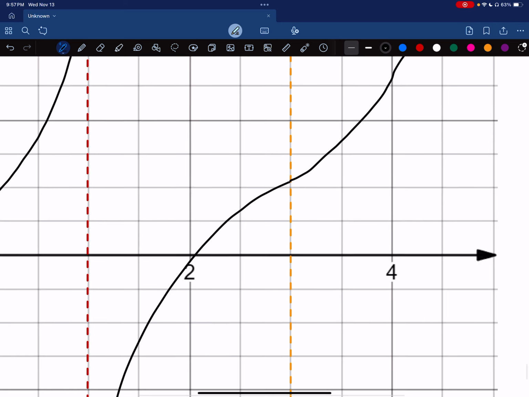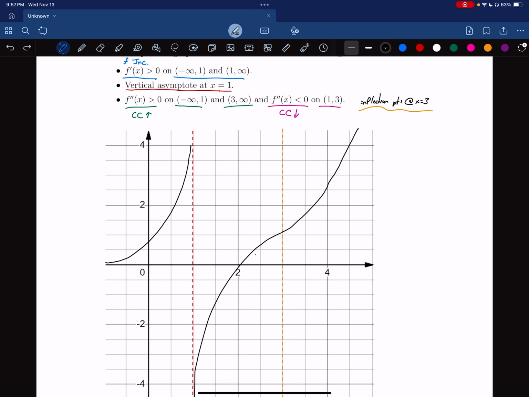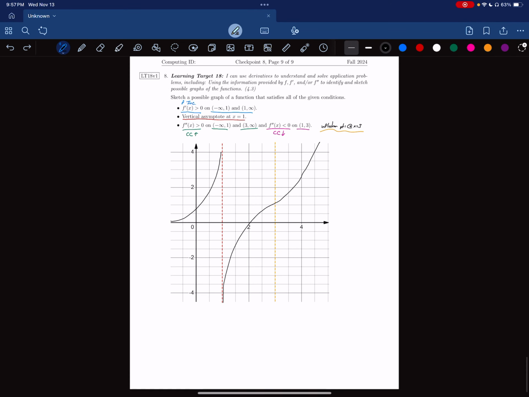It's subtle there, but you can see we're kind of trending this way, and then now we're trending back up, if that makes any sense. That's the inflection point, where we're changing concavity. We're concave down here, now we're concave up. And that's pretty much it. We sketched a graph of the function.